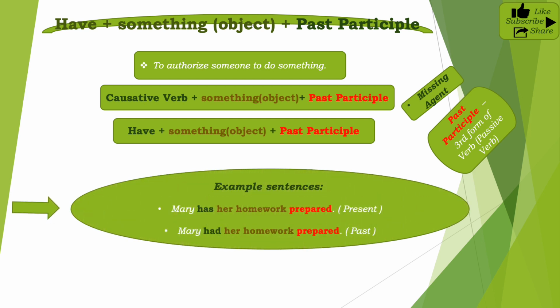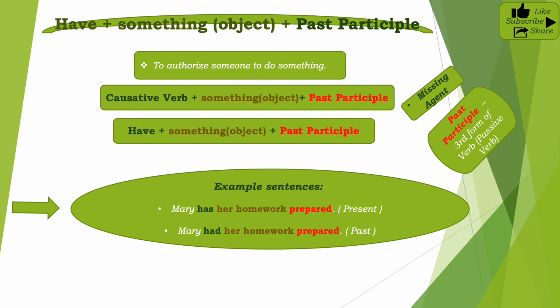Let's have a look at some examples. Mary has her homework prepared. This is an example in the present tense. So has is a causative verb here. Her homework is an object, something. Here we are not using a person. So this is the object.